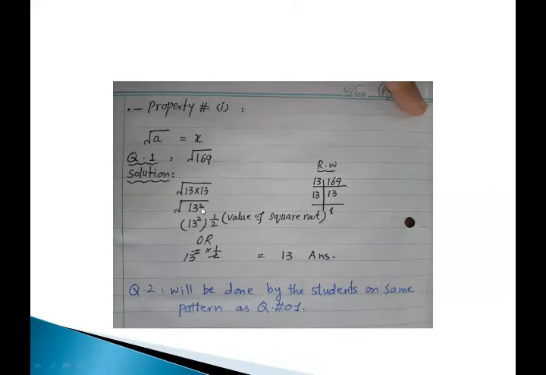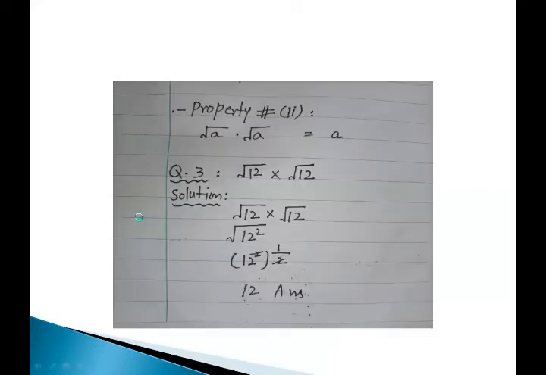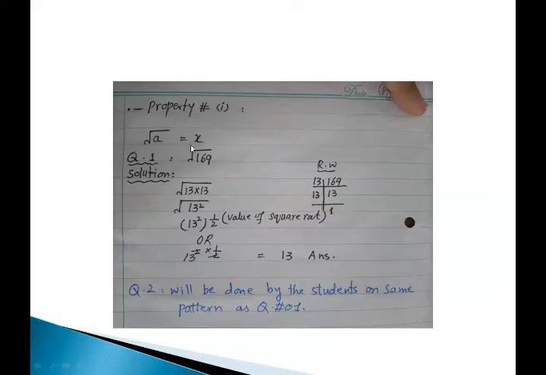So 13 multiplied by 13 becomes 13 square, and we have converted the root into half. So we will cancel this 2 by this 2. Why? Because we are applying power of a power, which we learned yesterday. In power of a power, if there is a power inside the bracket and outside the bracket, we multiply them together. So 13 square multiplied by half: 2 ones are 2, and 2 is cancelled by 2. So it becomes 13. So the square root of 169 becomes 13, and it clears the property that the square root of a squared is equal to a.